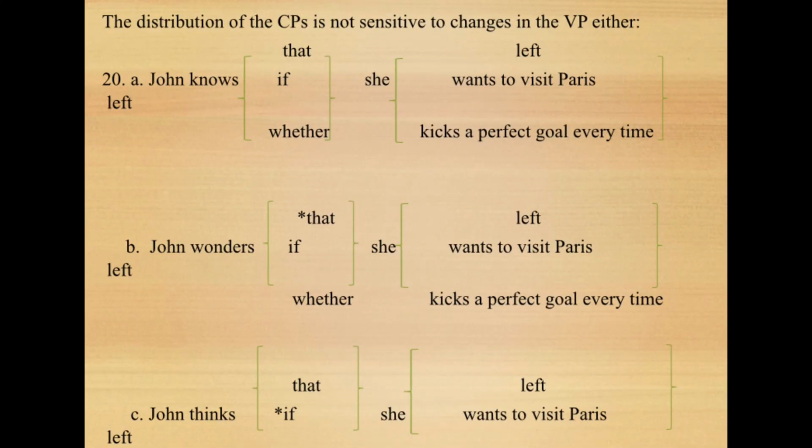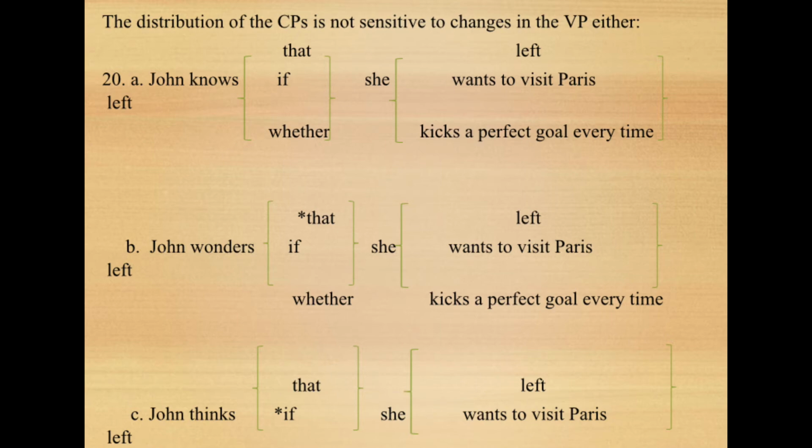The distribution of the CPs is not sensitive to changes in the VP either. John knows that she left. John knows if she wants to visit Paris. John knows whether she kicks a perfect goal every time. John wonders that she left. John wonders if she wants to visit Paris.